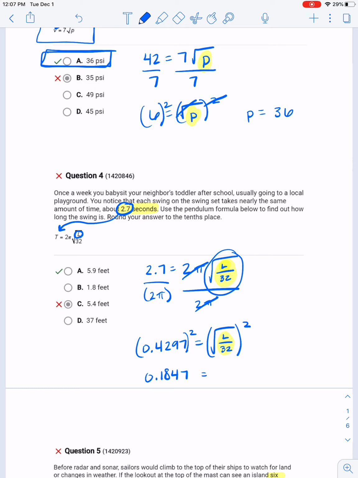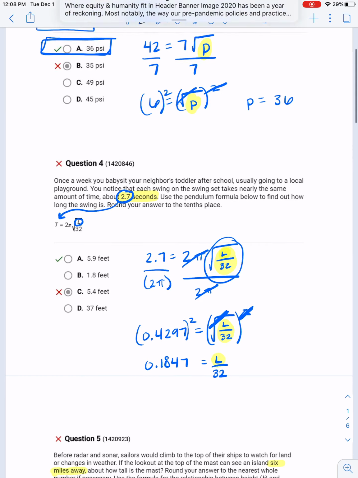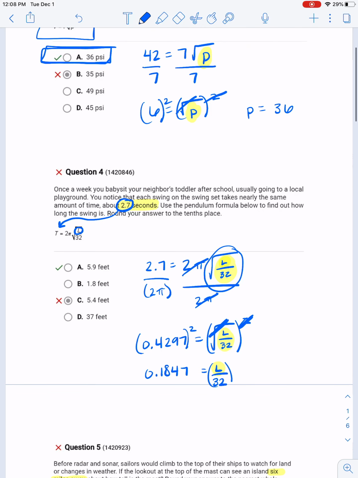0.1847 equals, we got rid of the square root. So the square root and the square cancel. I now have L over 32. And now you just have a fraction. So think of, to get rid of the denominator of our fraction, to get L by itself, I'm going to multiply by 32 on both sides. So I multiply whatever's on the bottom. So I'm going to multiply by 32, and I get, this cancels, L equals 5.91, which is the answer. And there you go.